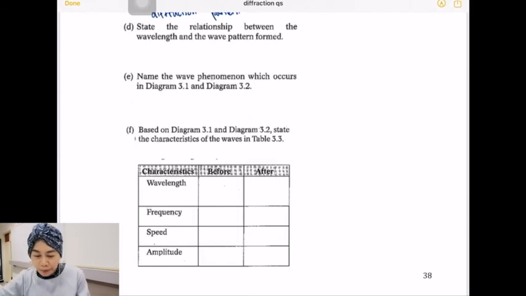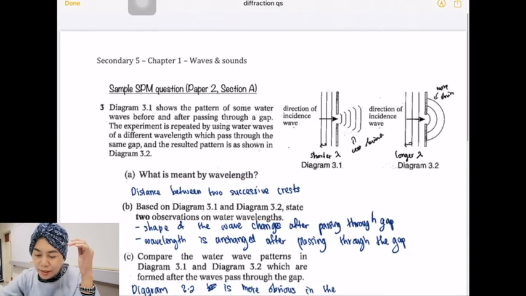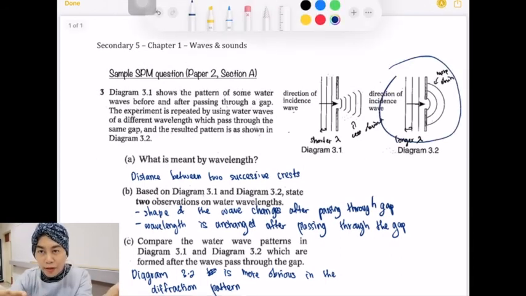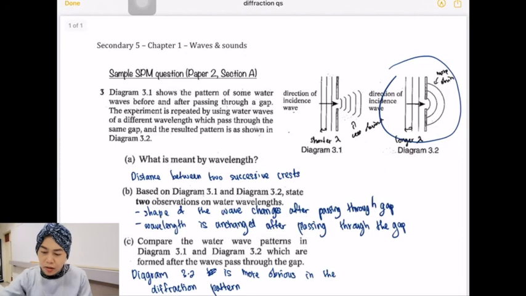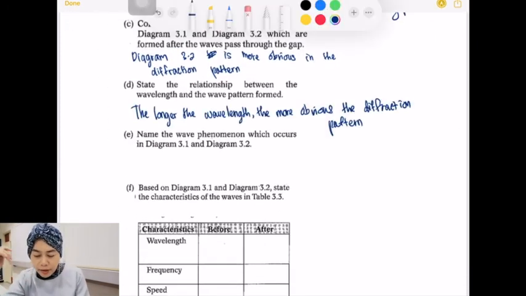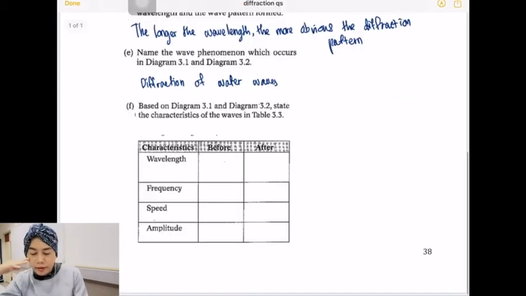So to solve D, the relationship between the wavelength and the wave pattern. The longer the wavelength, as you can see in the picture here, longer wavelength means a more obvious diffraction pattern. That should be your answer in terms of relationship. Okay, the wave phenomenon here is of course diffraction of wave. Diffraction is the keyword.